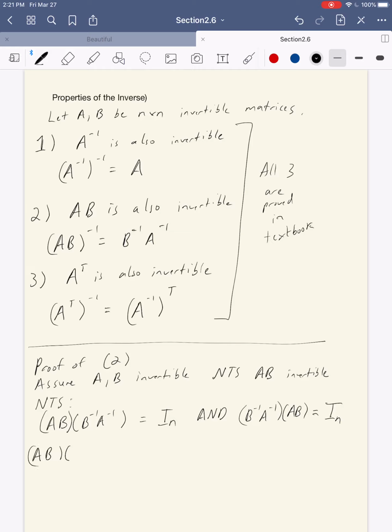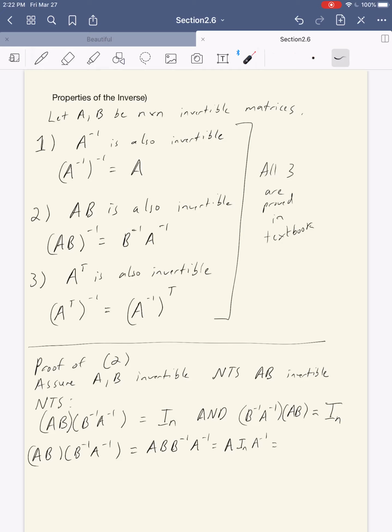AB and then B inverse A inverse. Well, we know that matrix multiplication, while it is not commutative, is associative. So we can just drop those parentheses. So this is A B B inverse A inverse. Then, of course, B B inverse. Well, we know that B is invertible and it has its inverse. So we can just write that as A I_n A inverse.